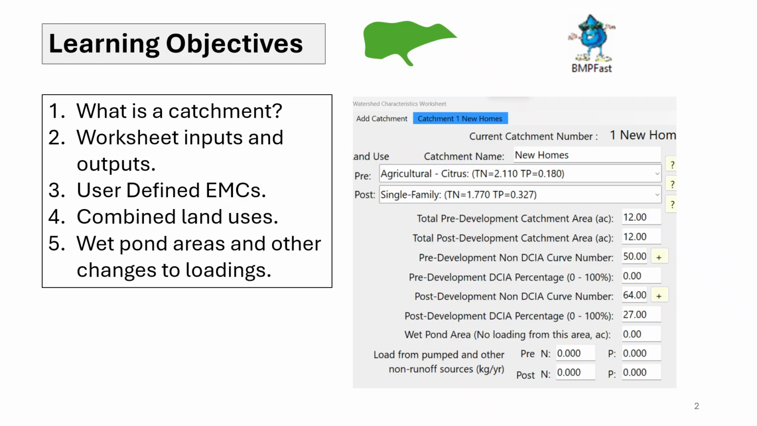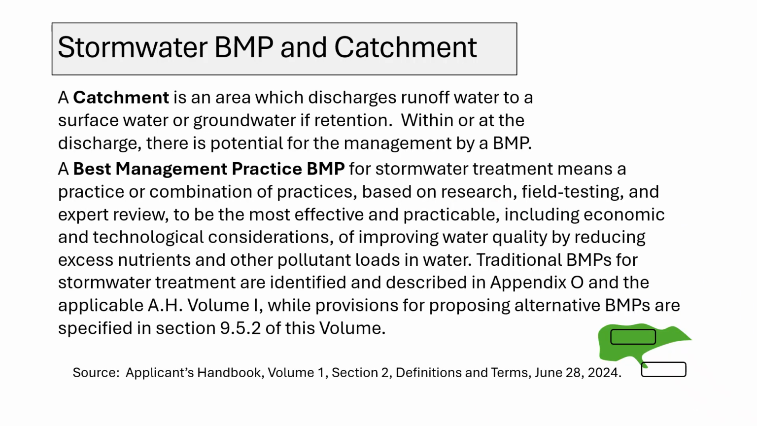This includes learning how to calculate a composite curve number and event mean concentration when you have multiple land types within a single catchment. Finally, we'll explore how to account for wet pond areas and other modifications that can influence your loading calculations, particularly the opportunity to treat wet ponds as if they are not contributing annual runoff water from rainfall. Let's define two important terms.